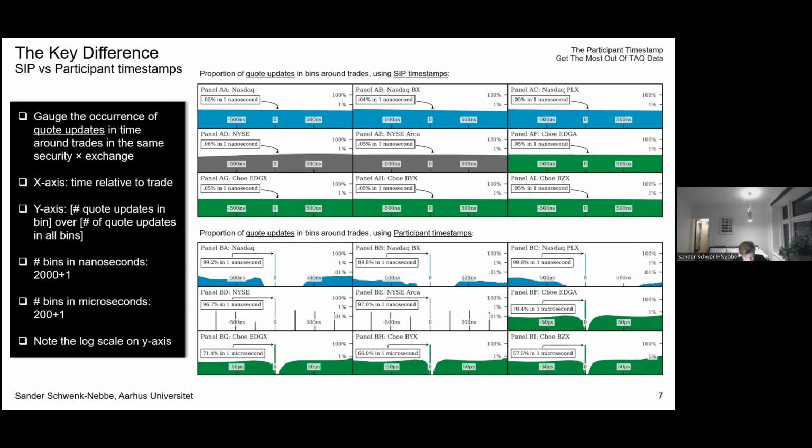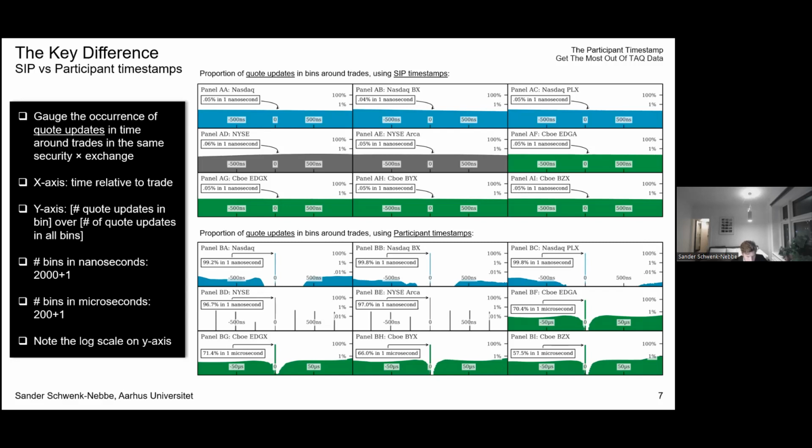There's a drastic difference, as we can see, between participant and SIP time. In participant time, the vast majority of quote updates within the time frame have the exact same timestamp as trades. Note that the y-axis here is actually on a log scale. So with a linear scale, this would look even more drastic. So drastic, in fact, that you would not be able to see what happens around the peak in the other bins.